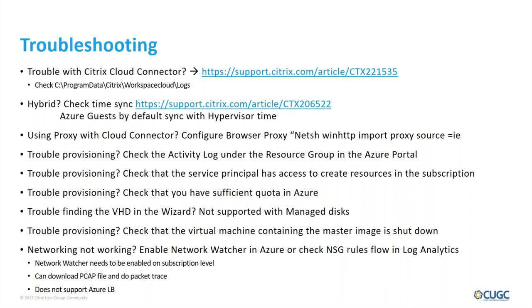If you cannot find the VHD in the wizard, that typically means that you're trying to set up a machine catalog based upon a managed disk.